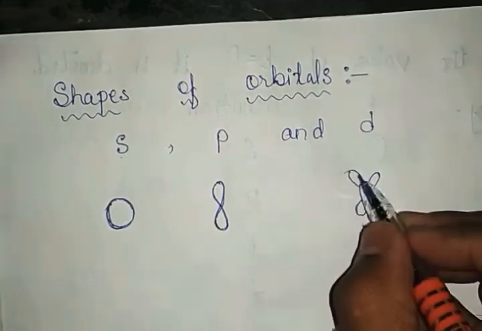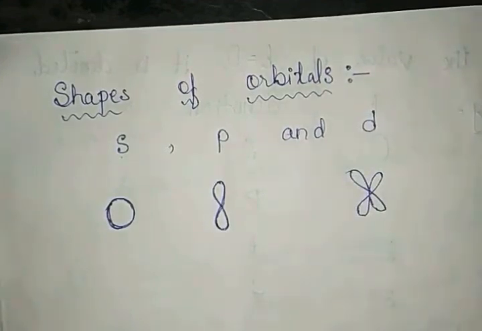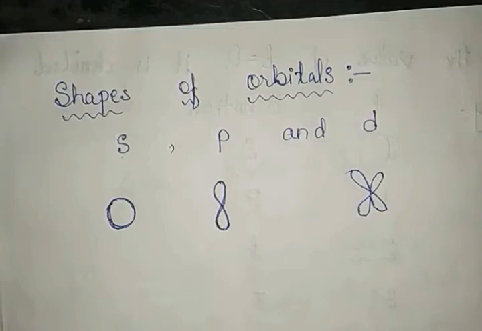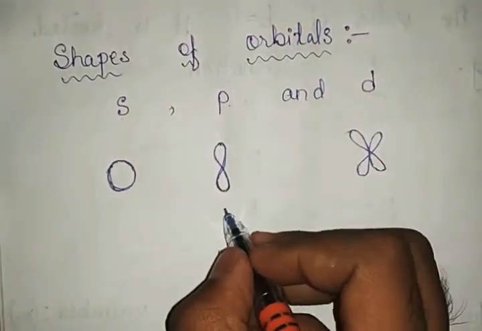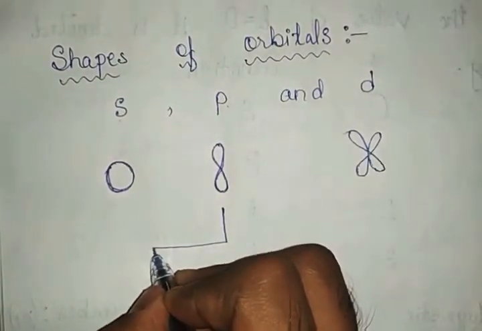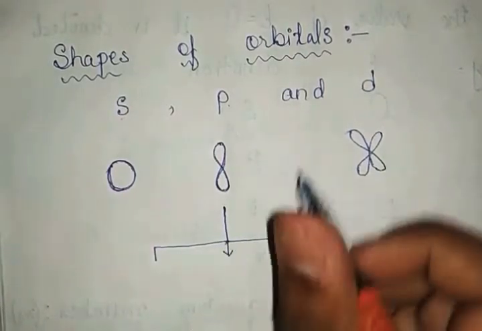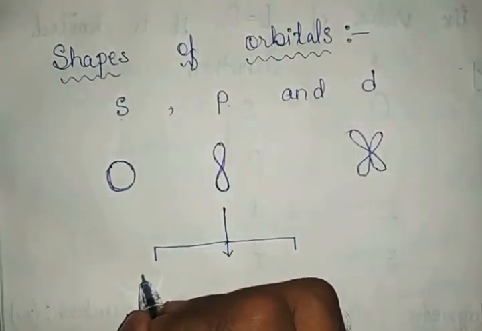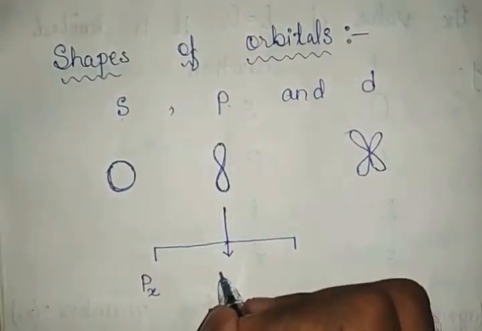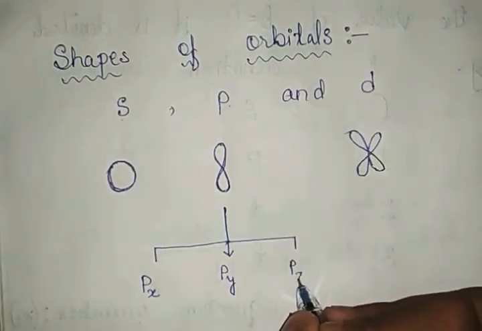Something of this type, like a flower. This is the shape of the d orbital. Now, this p orbital again has 3 suborbitals. They are designated by px, py and pz orbitals.